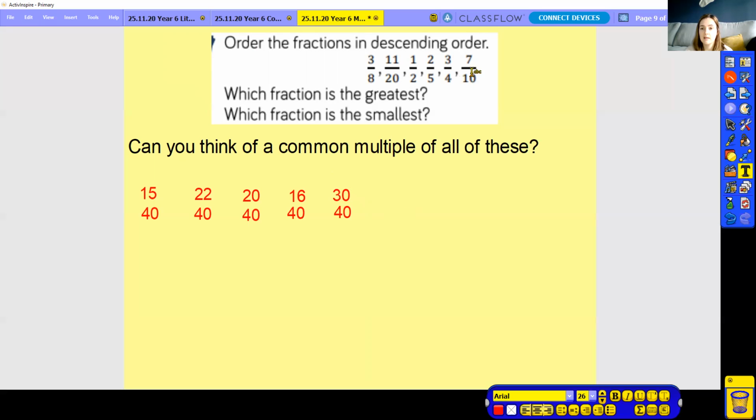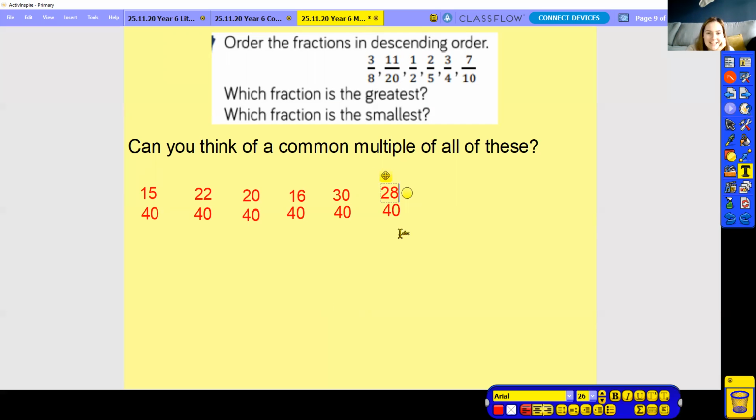To get from 10 to 40, we times by 4. So that will give me 40. Times the 7 by 4. 7 times 4 is 7, 14, 21, 28. So we've got 28/40. So now it says order them in descending order. So from largest to smallest, because ascending would be smallest to largest, descending would be largest to smallest.